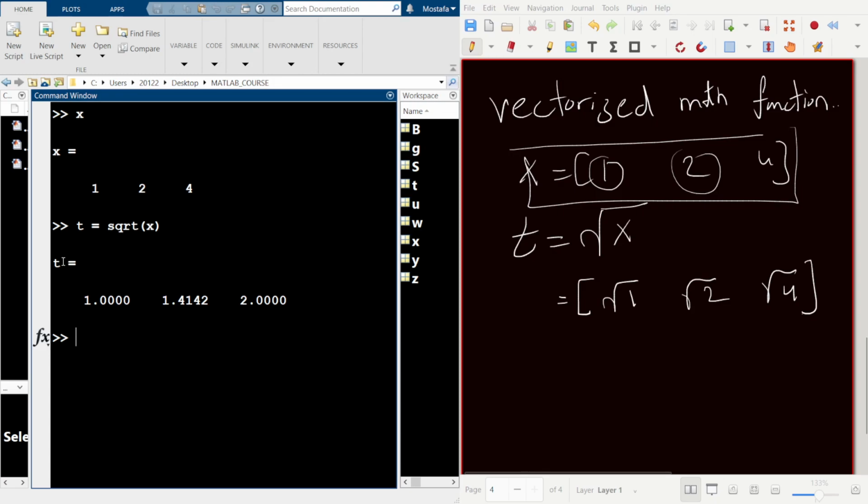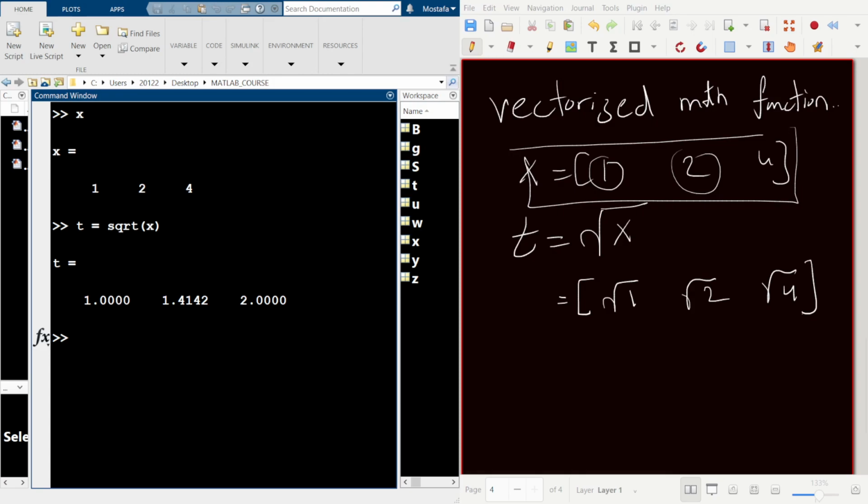So let's actually do this. Yes, it gives me the correct t. It's an array of 3 elements, and each element of t is the square root of the corresponding element in y. The same thing I can do with all other functions, which are vectorized. So sine, cosine, exponential, all these are vectorized.